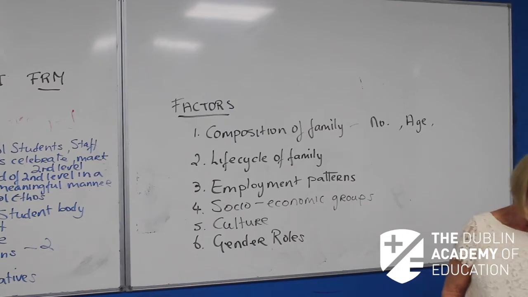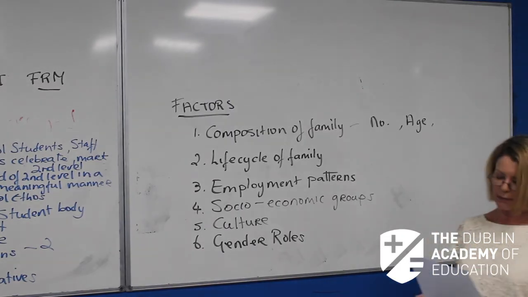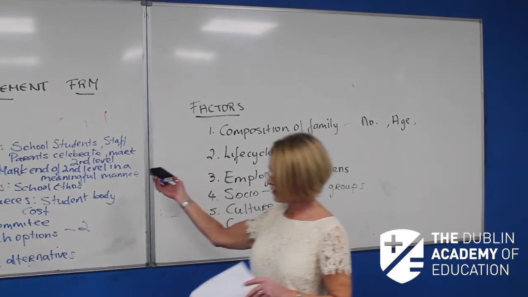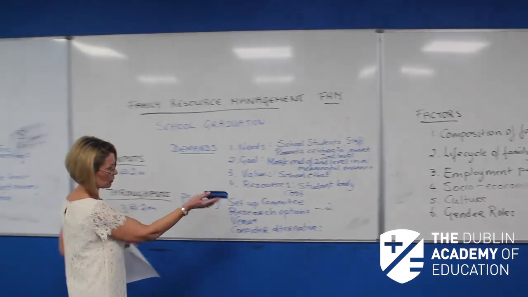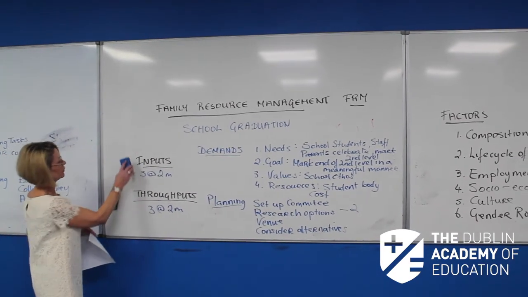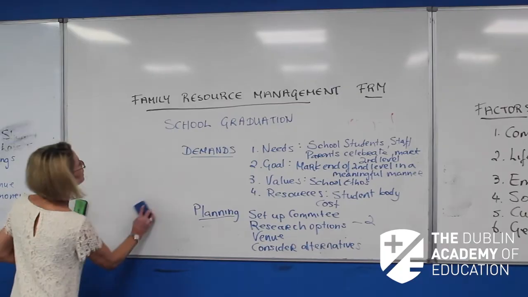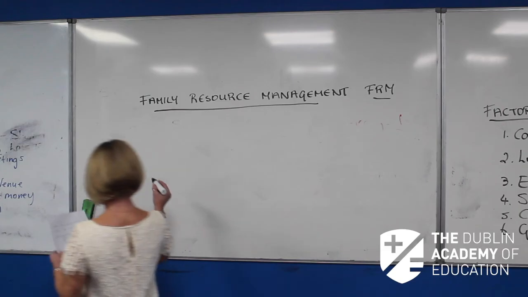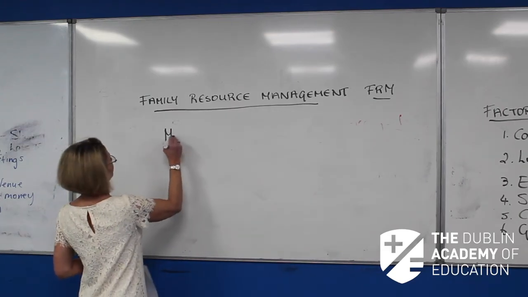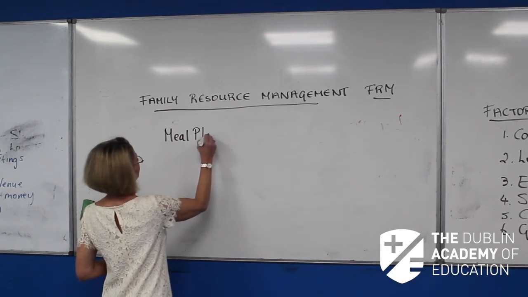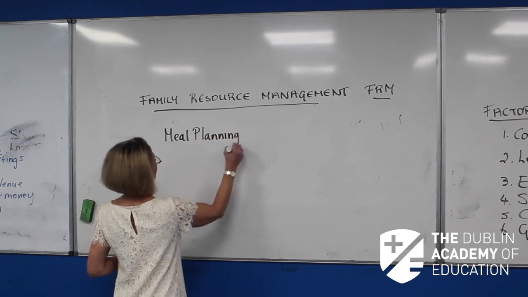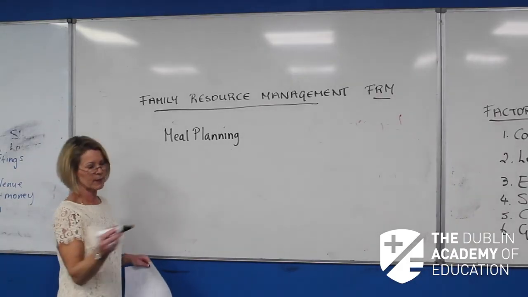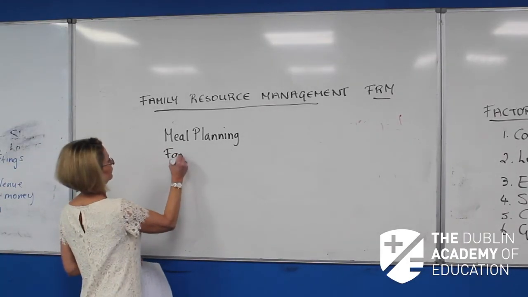So our last bit really is to look at some of the types of family decisions that can be made or that need to be made, and ones that you could work out in a working example like I've done with the graduation. So I'm going to put a list of those on the board for you to think about. So they include things like meal planning. One that came up a couple of years ago was about a family having unexpected guests.